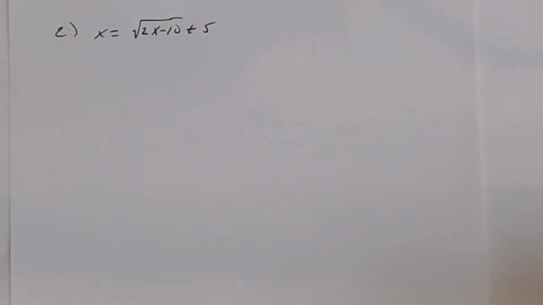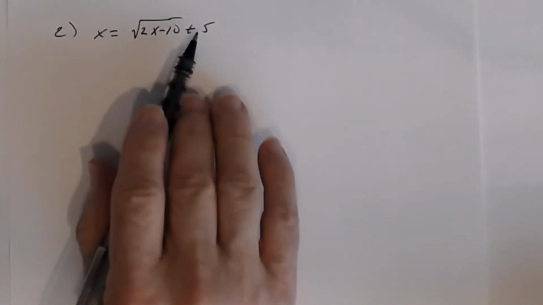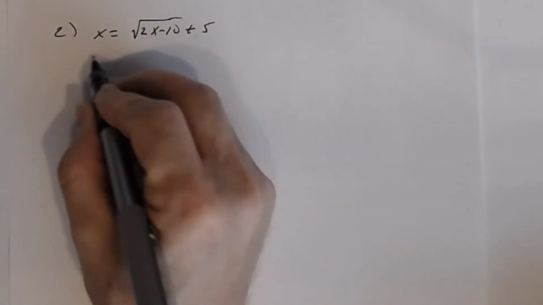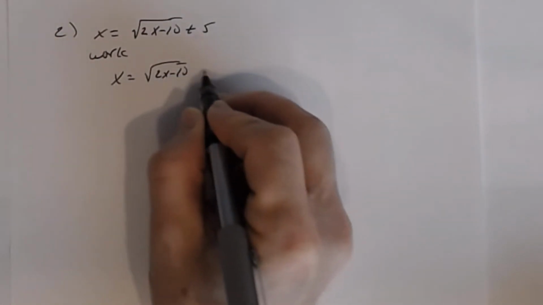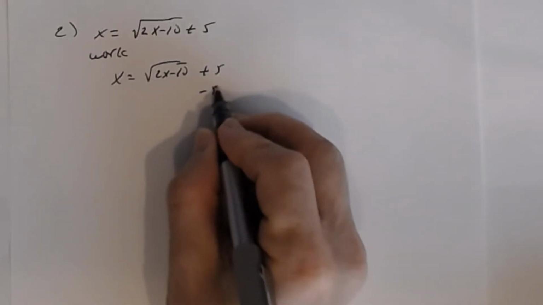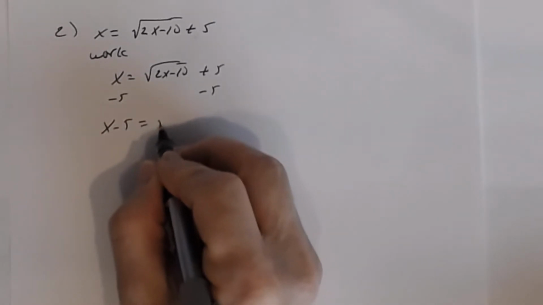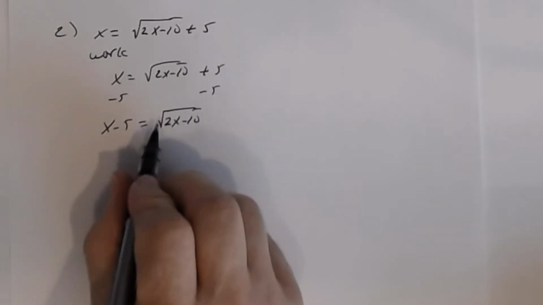Okay, and so remember one thing: before you raise both sides to a power to get rid of that radical, you have to get the radical by itself. It's not by itself. See, they have that plus 5 here, that extra term. So we got to subtract 5 from both sides. So here's your work. You're going to say subtract 5 from both sides, and so you get x minus 5 equals the square root of 2x minus 10. Okay? And now I have the radical by itself.